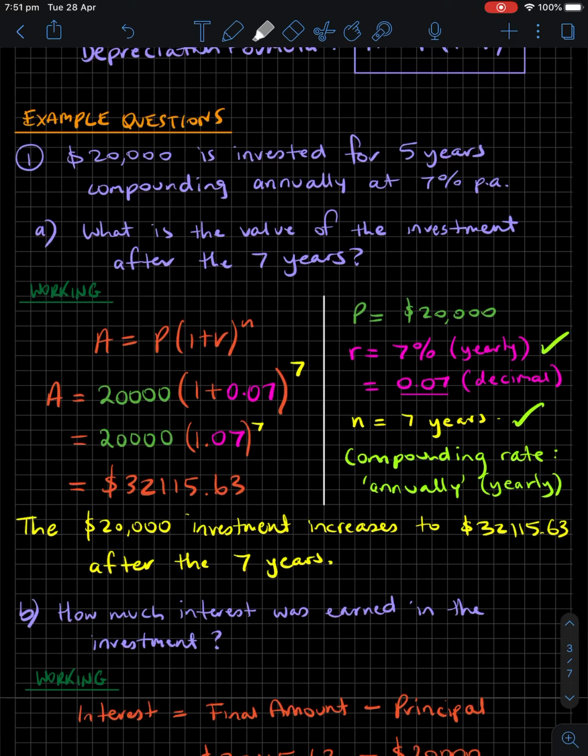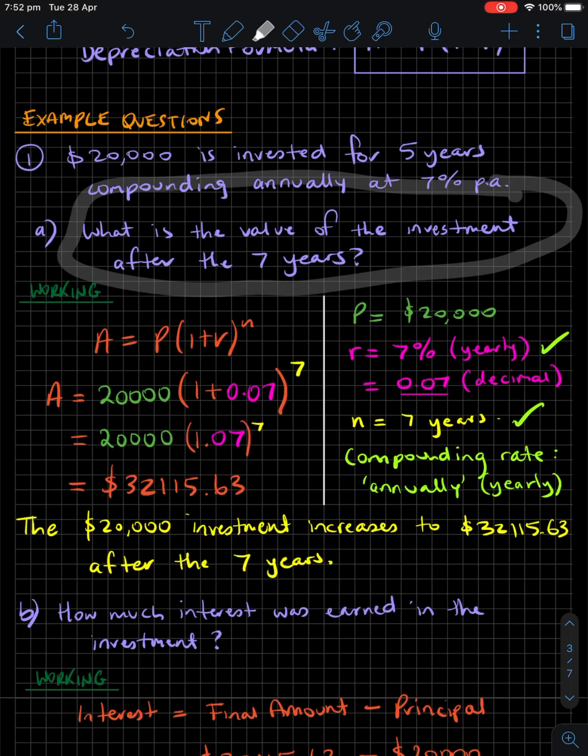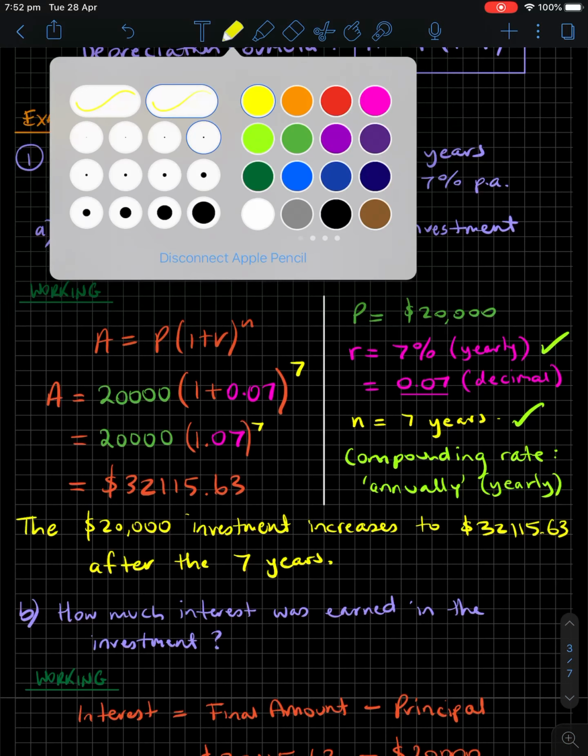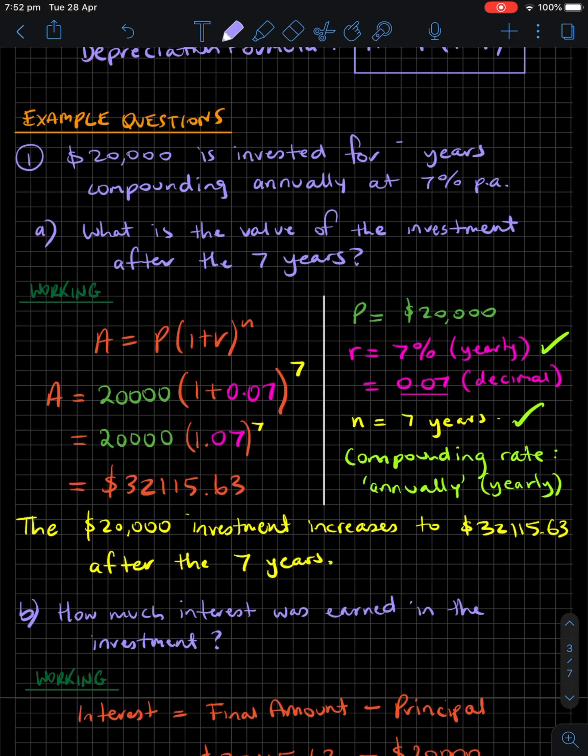$20,000 is invested for 5 years, compounding annually. Really important there: it's compounding once a year at 7% per annum. So what is the value of the investment after these 7 years, not 5 years? Let's just quickly change that. So I want it to be 7 years.